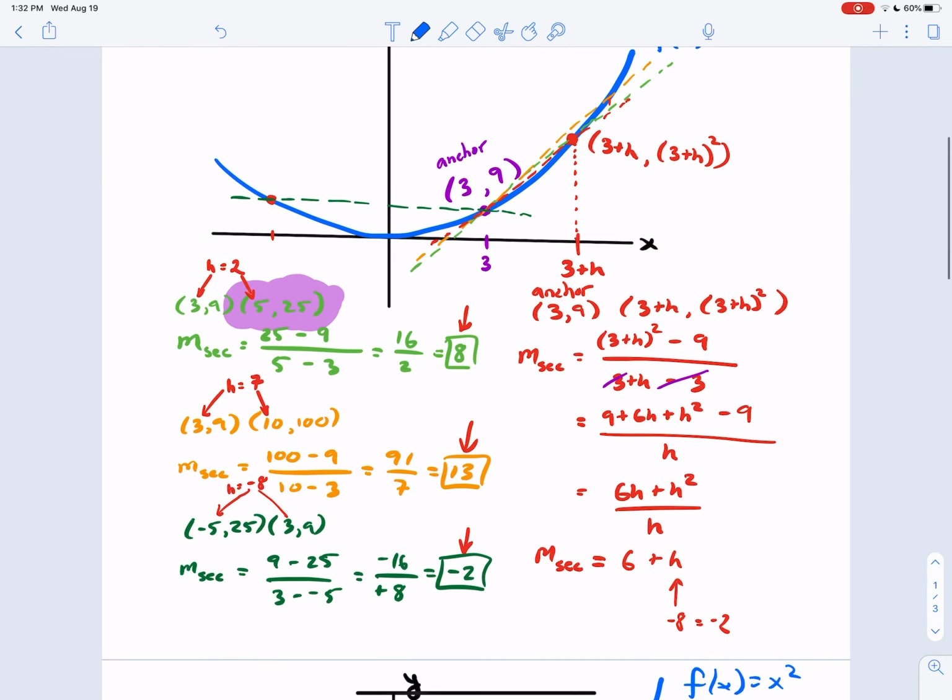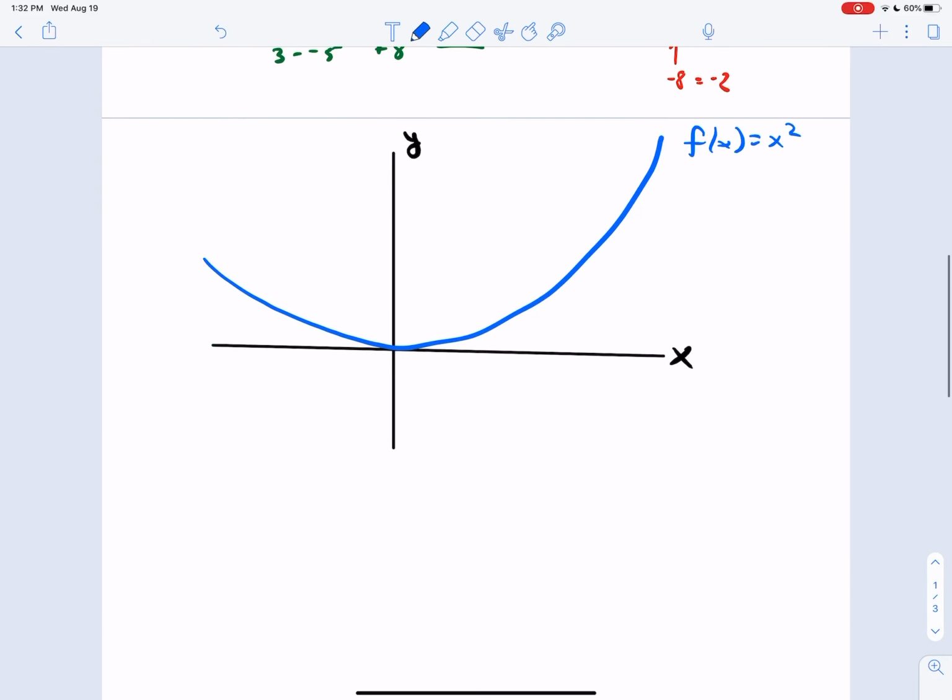Now, last time our anchor was at 3, 9. Now, what if I made my anchor at 4 instead? Would that change anything, right? Okay, so think about where this anchor is. Pause and play when you're ready. This should be at 4, 16 because 4 squared is 16. Now that's going to be our anchor. We're not going to move it. What if I pick the random point here, 6? Right? What would that be? That would be 6, 36.